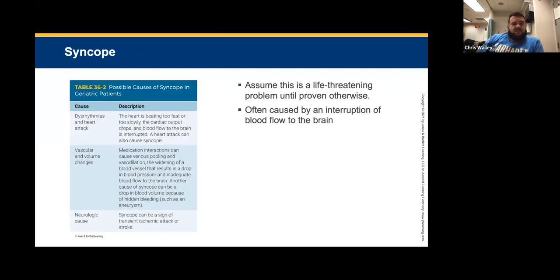There's a table on syncope. And just always assume that it's from a life-threatening problem until proven otherwise. That is just a smart thing to do because we don't know. So let's make sure, has this ever happened to them? Let's ask the right questions and get them transported pretty fast. We don't want to stay and play all the time on scene. This is often caused by an interruption of the blood flow to the brain. So think about it that they just had a loss of blood flow, that something caused that problem and we have to fix it.